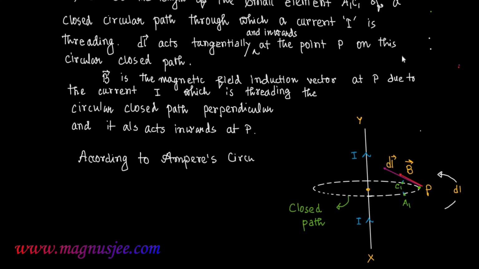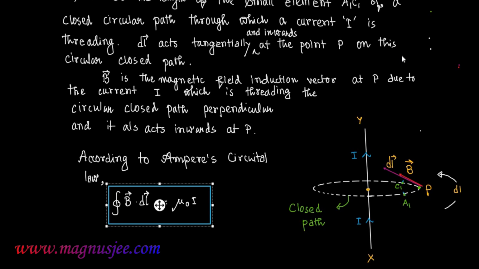According to Ampere Circuital Law, the closed integration or line integration of vector B dot vector dl is equal to mu0 times the current, where mu0 is the magnetic permeability of free space. Closed integration vector B dot dl is equal to mu0 I.